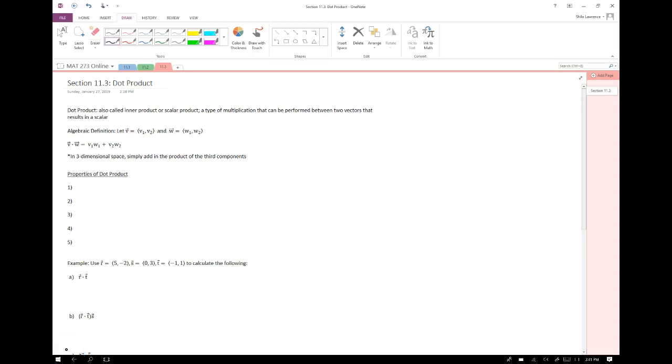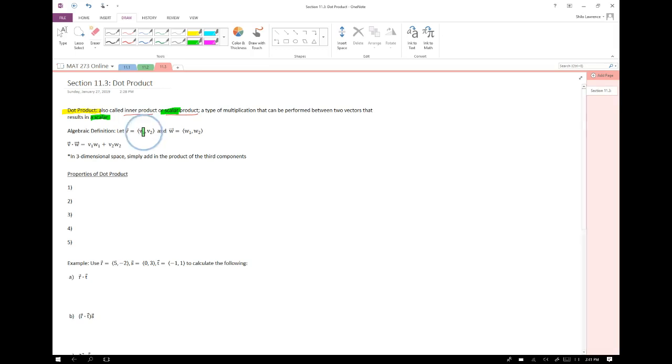In section 11.3, we are going to learn one of the two ways that we will be able to multiply vectors together. And in this section, we are going to learn about the dot product. You may also hear the dot product referred to as the inner product or the scalar product. And this is just a type of multiplication that can be performed between two vectors that results in a scalar. So our result is not going to be another vector. We're just going to get a single number scalar answer back when we calculate dot product.